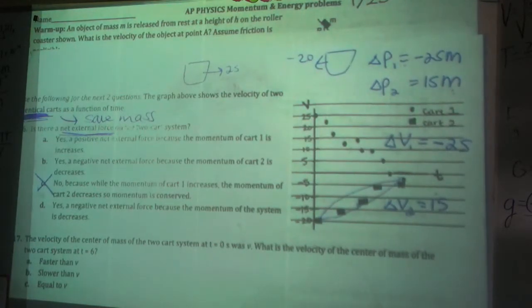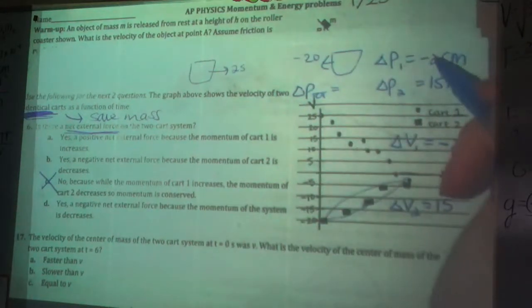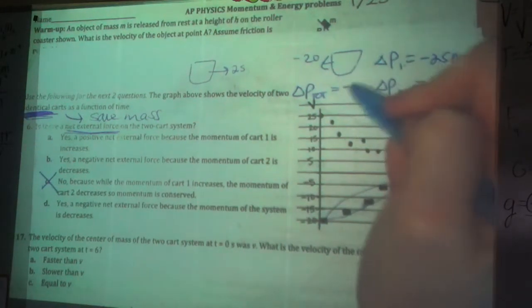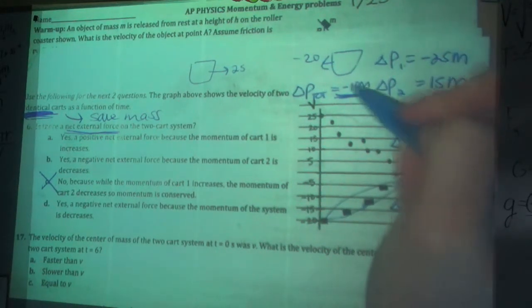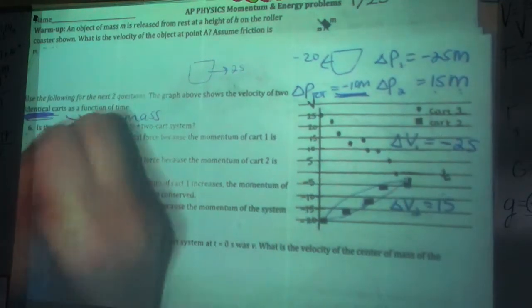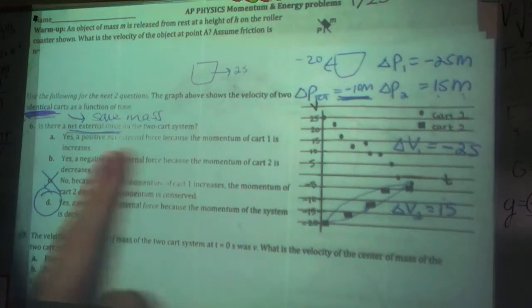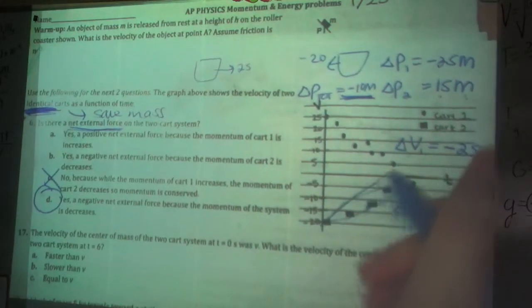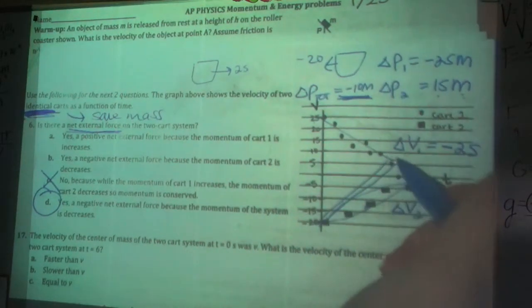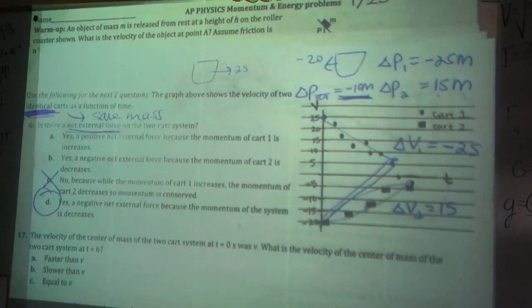Now we have to decide, is it a positive or a negative external force? Well, overall, the change in momentum in total would be negative 25m plus positive 15m, that would be negative 10m. So I'm losing momentum overall in the system, which means that I must have a negative net external force, D. Now, for B, yes, it is true we have a negative net external force, but it's not because cart 2 decreases. If cart 2 is decreasing and this one increased by the same amount, like if they had met here and here, then there would be no net force at all. It's because the total amount of momentum in the system decreases.